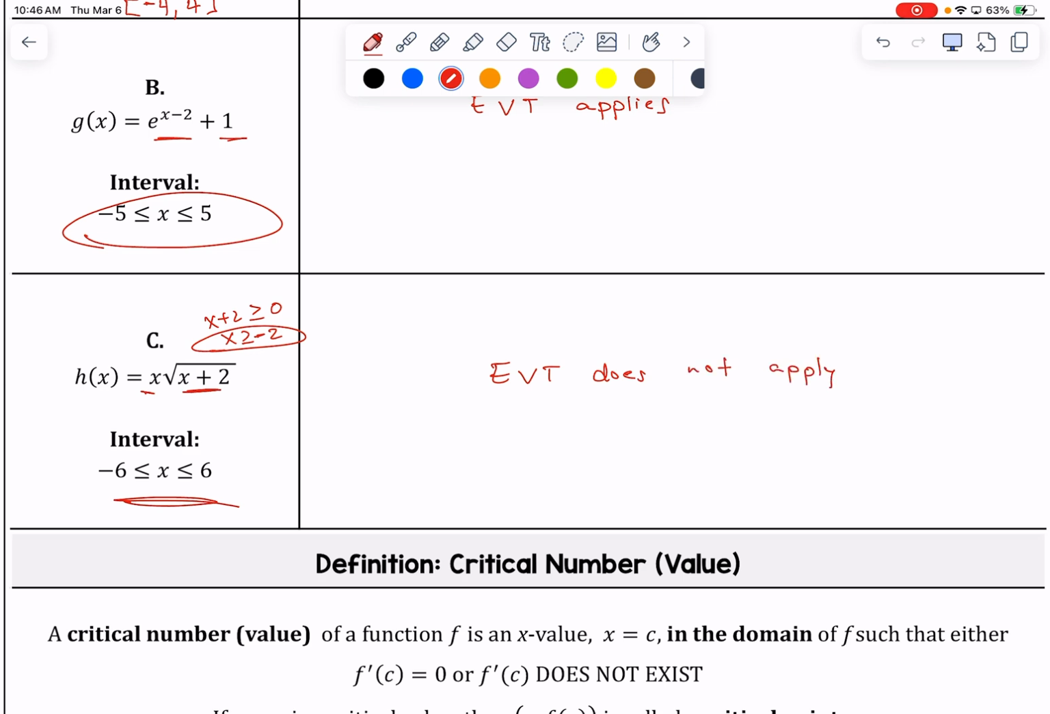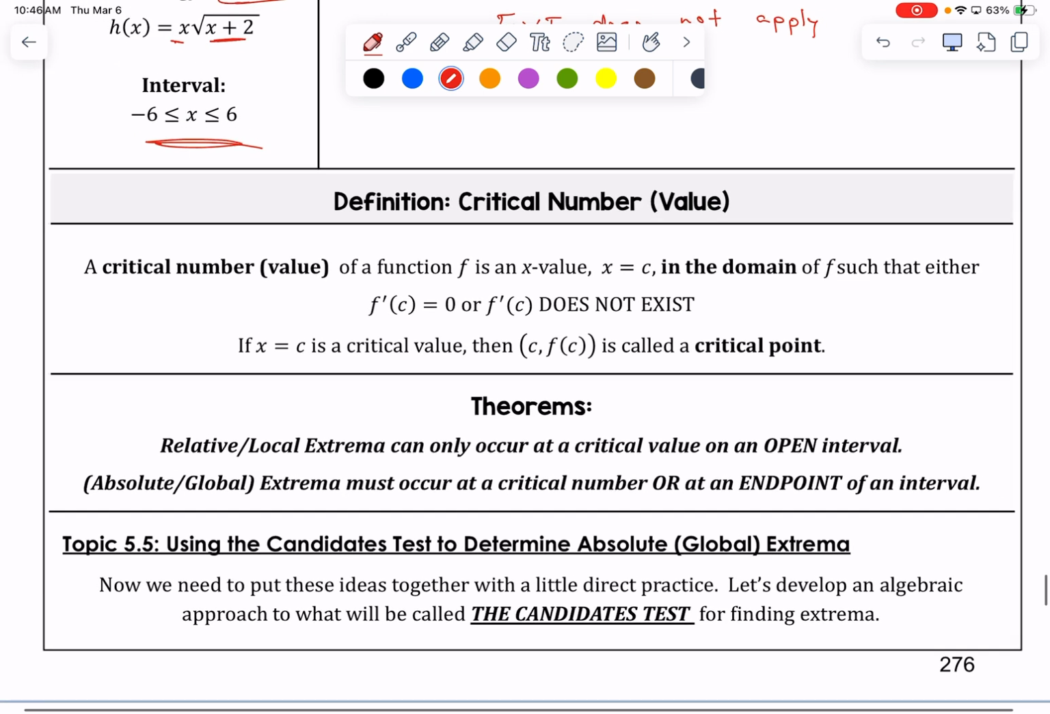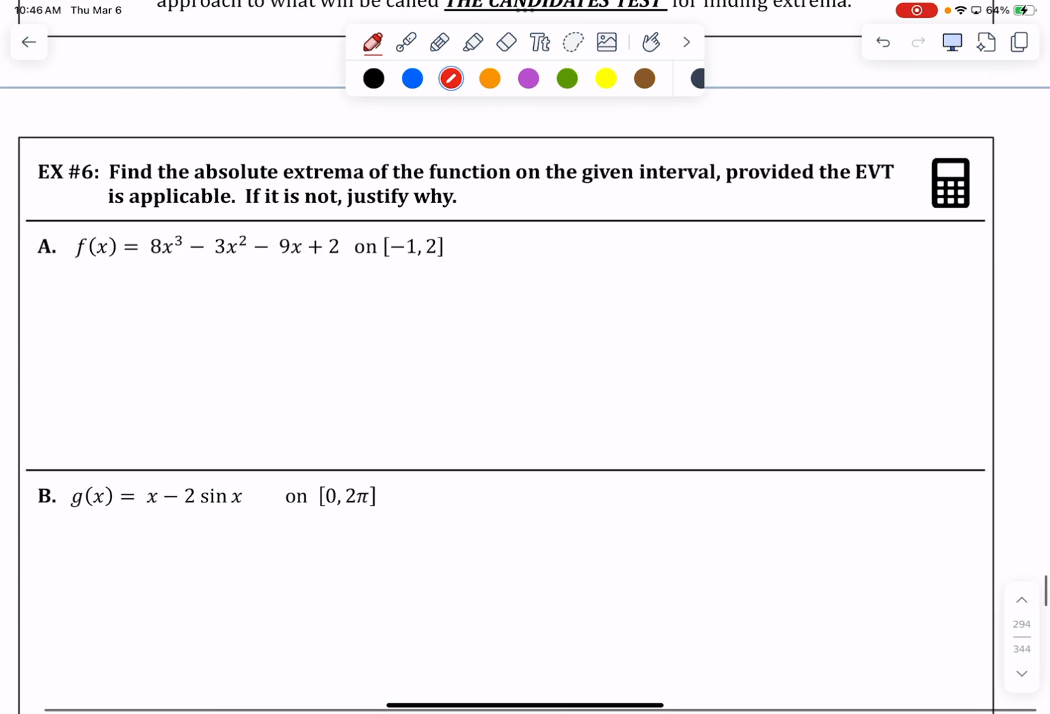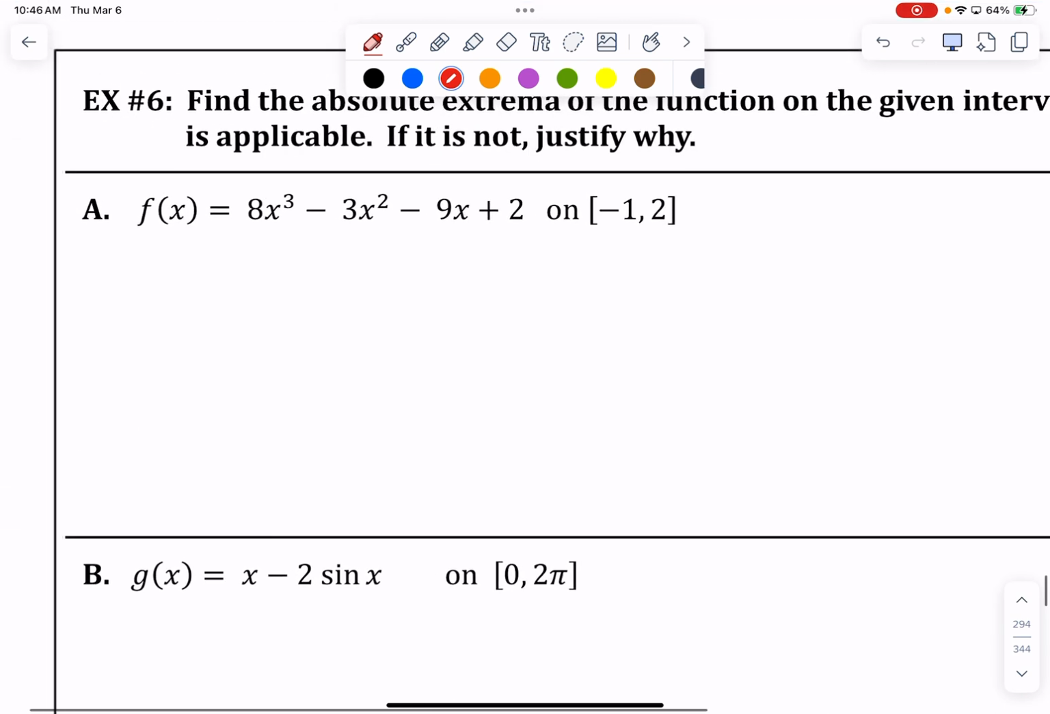Okay, critical number. I got to do this fast. Critical number for a function, if x equals c is in the domain, it's where the derivative, we already said this, it's where the derivative equals what? 0, or where the derivative is what? Undefined. When you find where the derivative equals 0 or undefined, it's called a critical point. I'm going to skip right to the candidates test. I'm going to show you how to do this real quick.